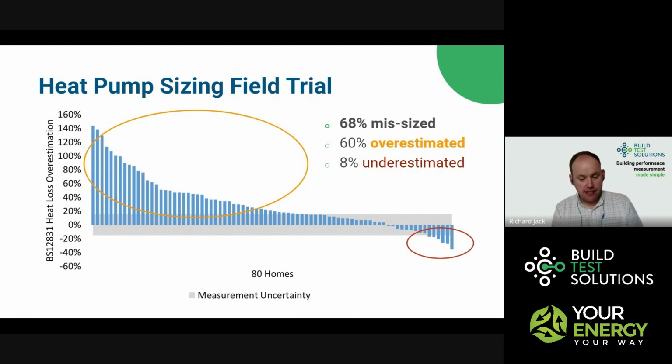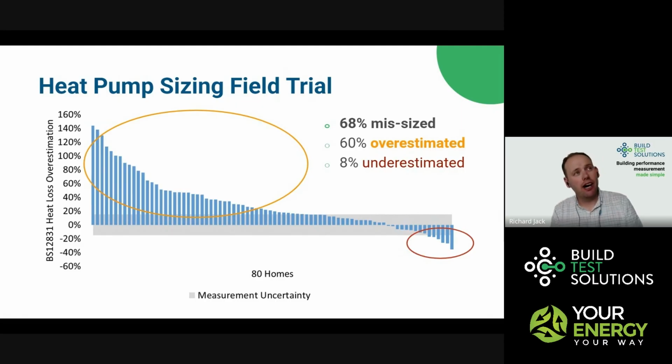And you can see that for 68% of the houses, the calculation was wrong. So significantly more than half the time, the calculation calculated the wrong amount of heat loss. It was far, far more common for the heat loss to be overestimated. So for 60% of those 80 homes, heat loss was overestimated. But there are also 8% of those homes where the heat loss was underestimated. So it can happen both ways round.